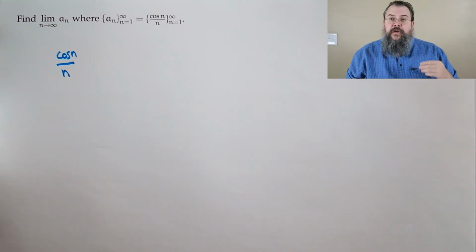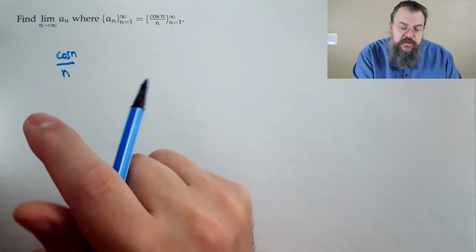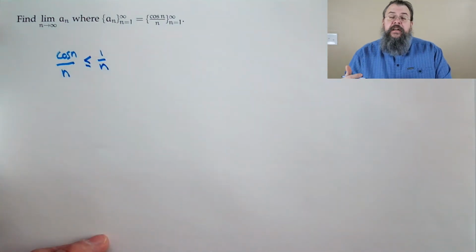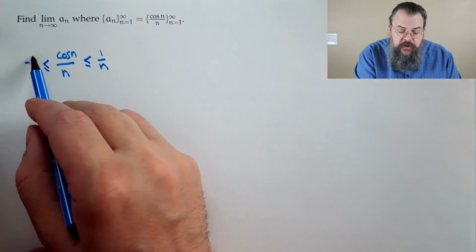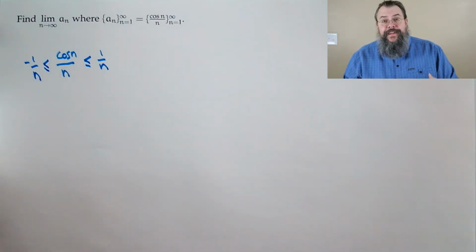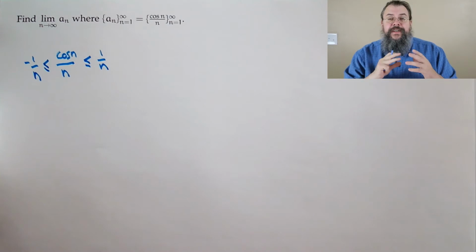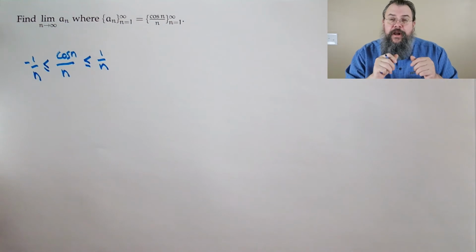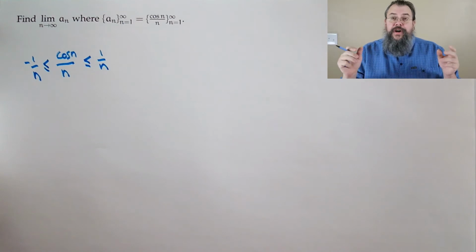It's a really important thing to remember. We know that cosine is at most 1, so this is at most 1 over n. And the smallest it can get is negative 1, so this is above negative 1 over n. And yes, you are allowed to have negative values in sequences. So this cosine n over n isn't easy to deal with directly, but by using the fact that it's bounded, we can get it in between two things which are nice.